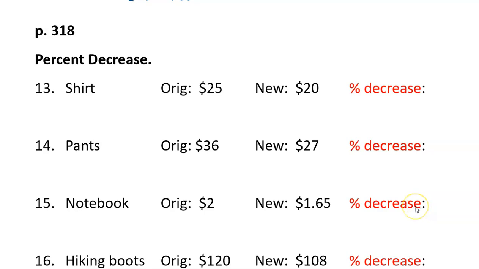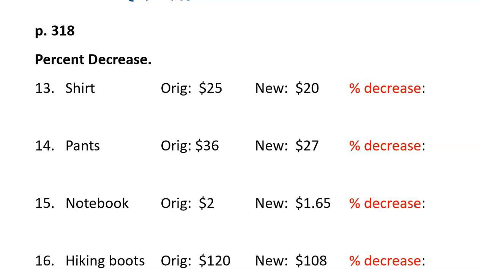Now let's do some problems involving percent decrease. Some of the questions ask us to find the percent decrease. Some of the questions will provide that and ask us for the new price. And some of the questions will ask us what was the original price. Now number 13, a shirt is originally priced $25, but its new sale price is $20. What was the percent decrease?